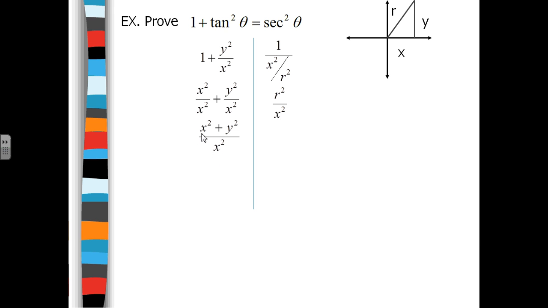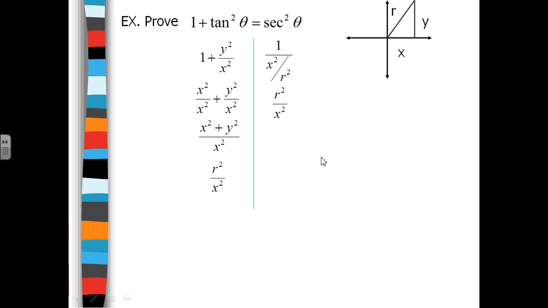And now what we see is we have x squared plus y squared in the numerator. But if we go back to this triangle that we have, it's a right triangle, and we know by the Pythagorean theorem that x squared plus y squared is equal to r squared. So I can replace this numerator with r squared, and I now have the exact same thing on both sides. And once you have achieved that, you've now proven that this equation is true, and you're done.